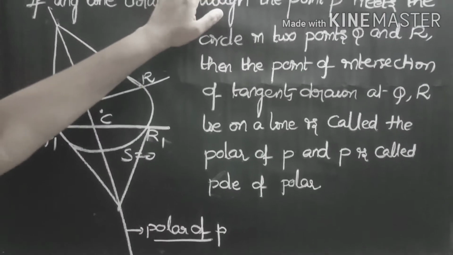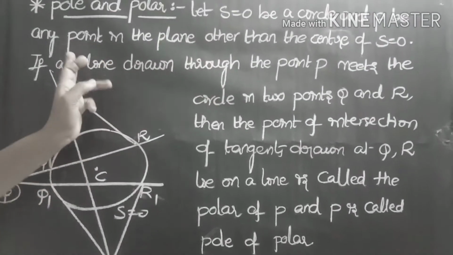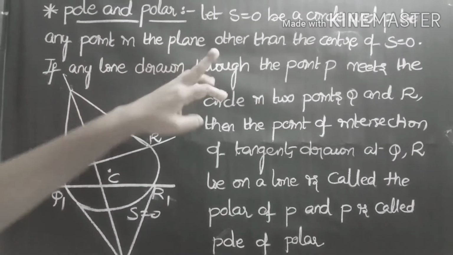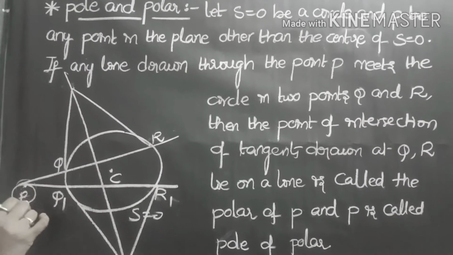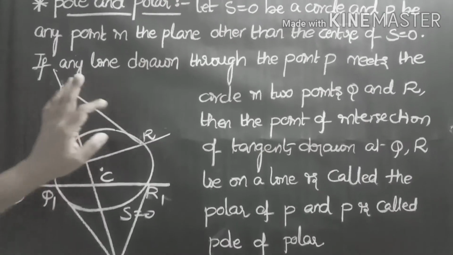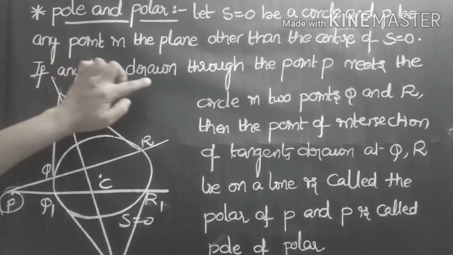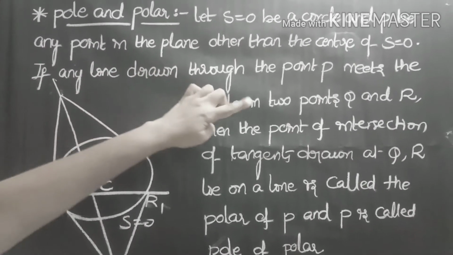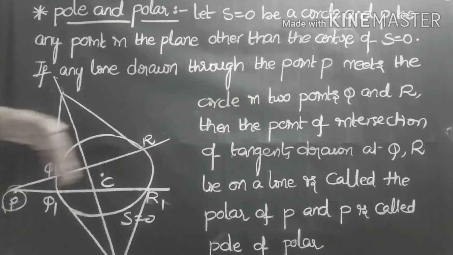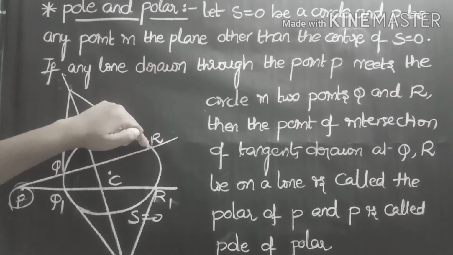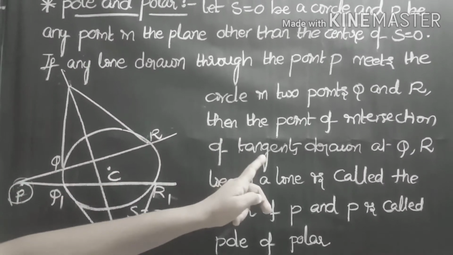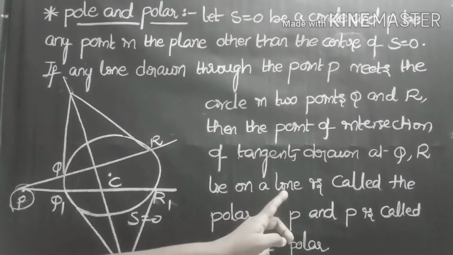Now coming to the definition, let S equals 0 be a circle and P be a point in the plane other than the center of the circle S equals 0. We take the point P which is not the center of the circle, and if any line drawn through the point P meets the circle at the points Q, R, we are drawing one line from the point P, and the line intersects the circle at the points Q, R.